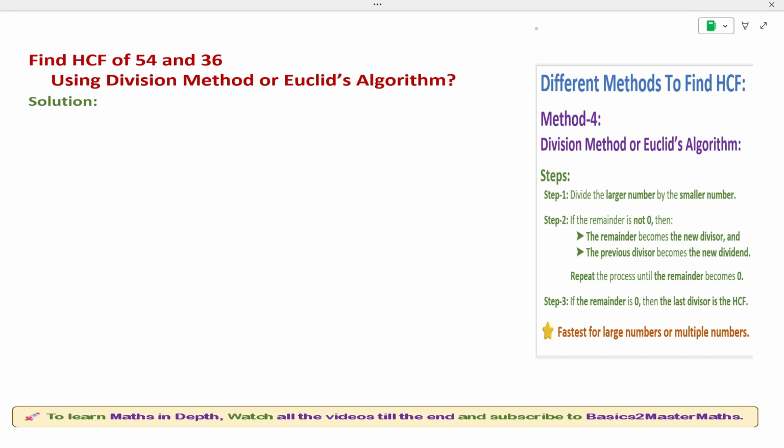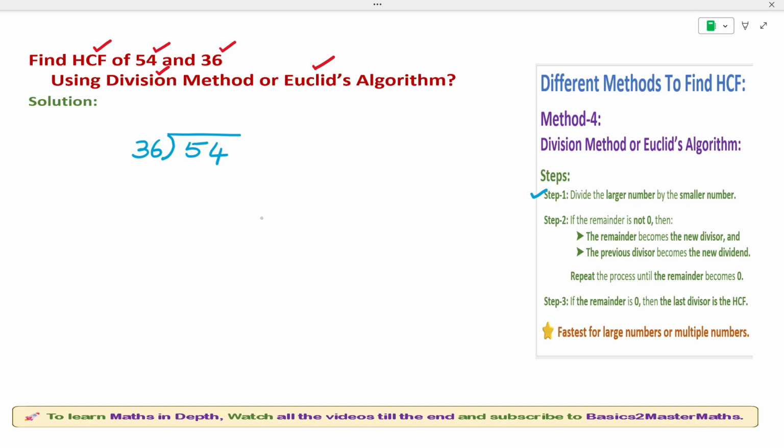Today, we will learn the fastest method to find HCF. Find HCF of 54 and 36 using division method or Euclid's algorithm. Step 1. Divide the larger number by the smaller number.